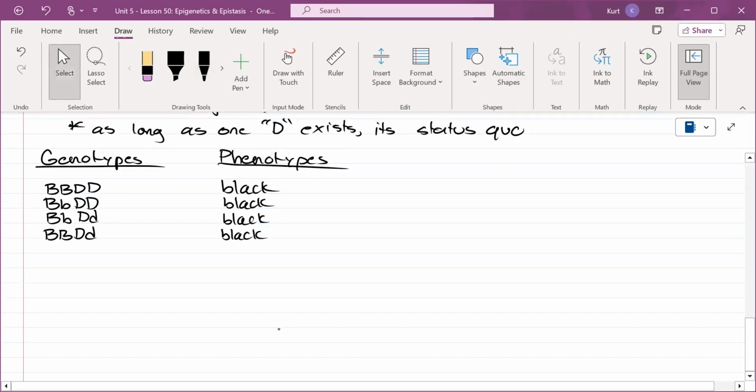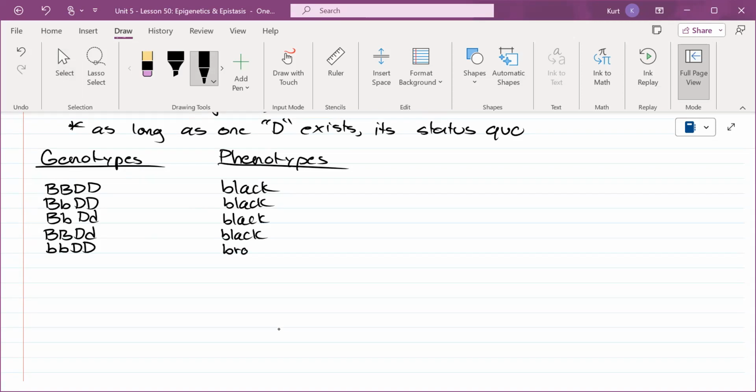All right, now let's get to this. What is the genotype for the fur color? Homozygous recessive. Do you see any dominant Ds? So what is the fur color? Brown. What is the genotype of the fur color? Homozygous recessive. Do you see any dominant Ds? So what's the fur color? Great.